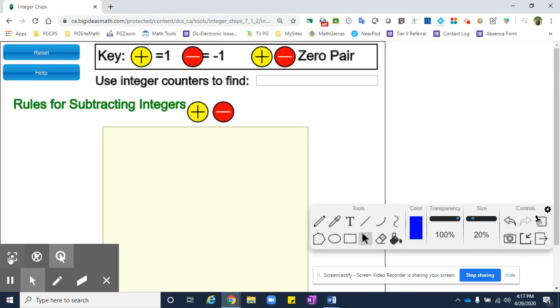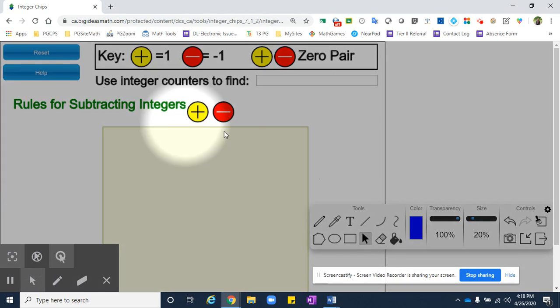Okay, so this week we are doing subtracting rational numbers. But before that, let's review the rules for subtracting integers. Now, make sure that before you watch this video, you have watched the rules for adding integers so you have a sense of what's going on.